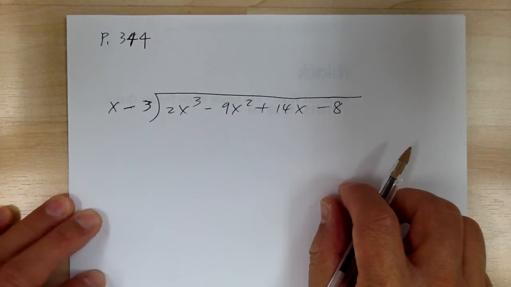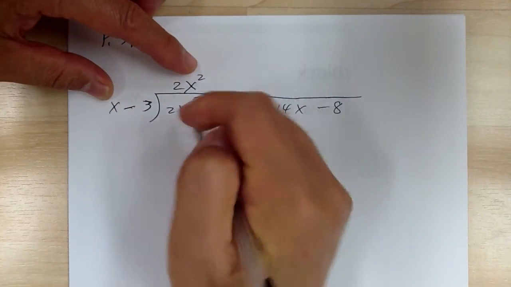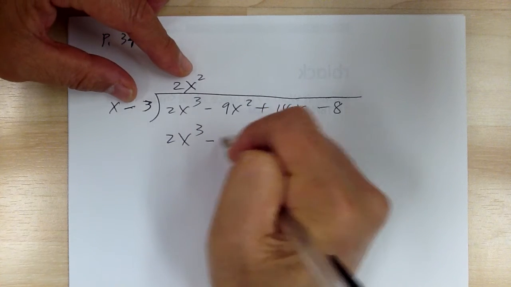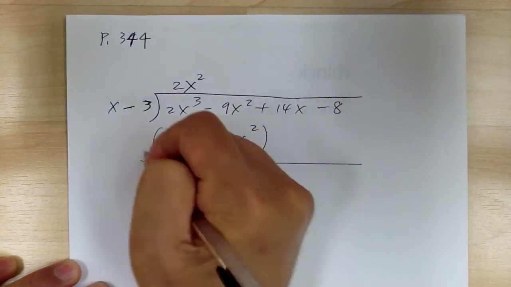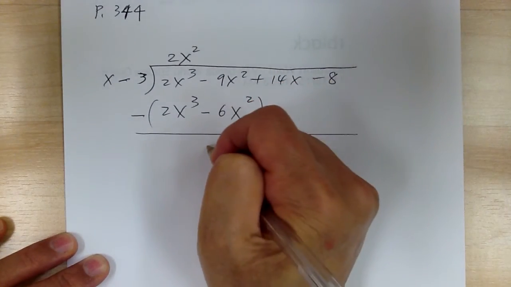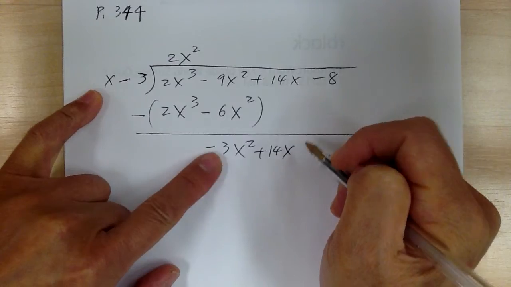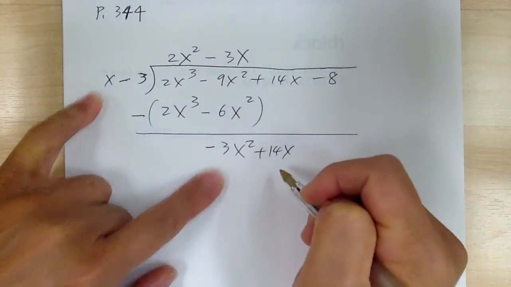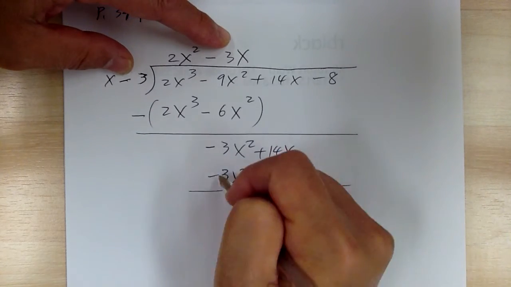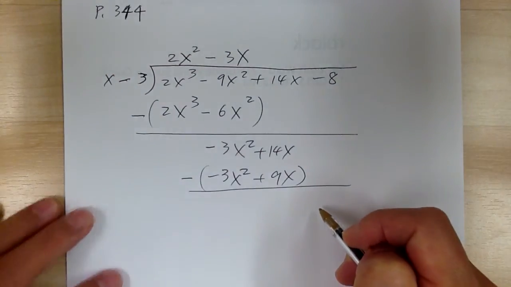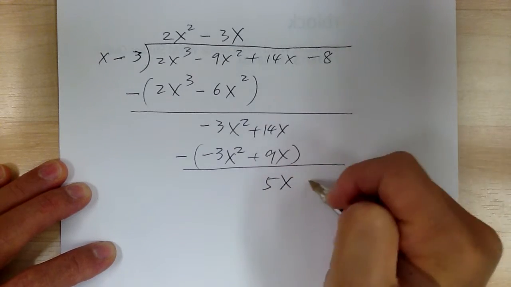So again, if you go through the regular division, look at this one over here. You're going to have a 2x squared, and when you multiply, you get 2x cubed minus 6x squared, and then you draw the line and you subtract, and you end up with negative 3x squared. You drop the next term, and then again you divide, you're going to get minus 3x. So when you multiply, you get minus 3x squared plus 9x. Draw the line, parentheses, subtract. Okay? And then this cancels out, so you're going to get 5x, and drop the next term, minus 8.